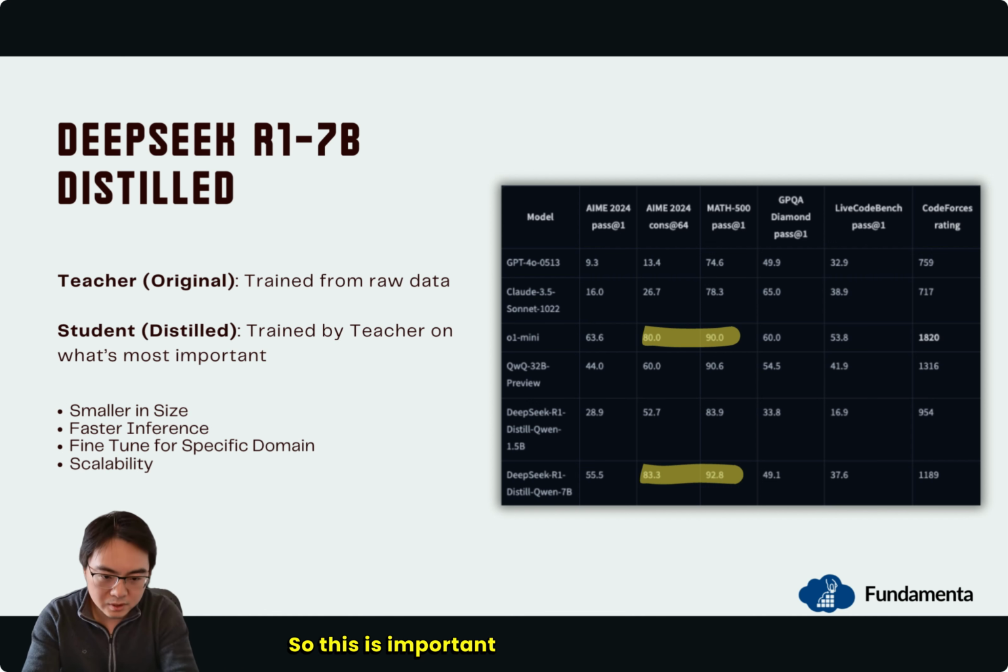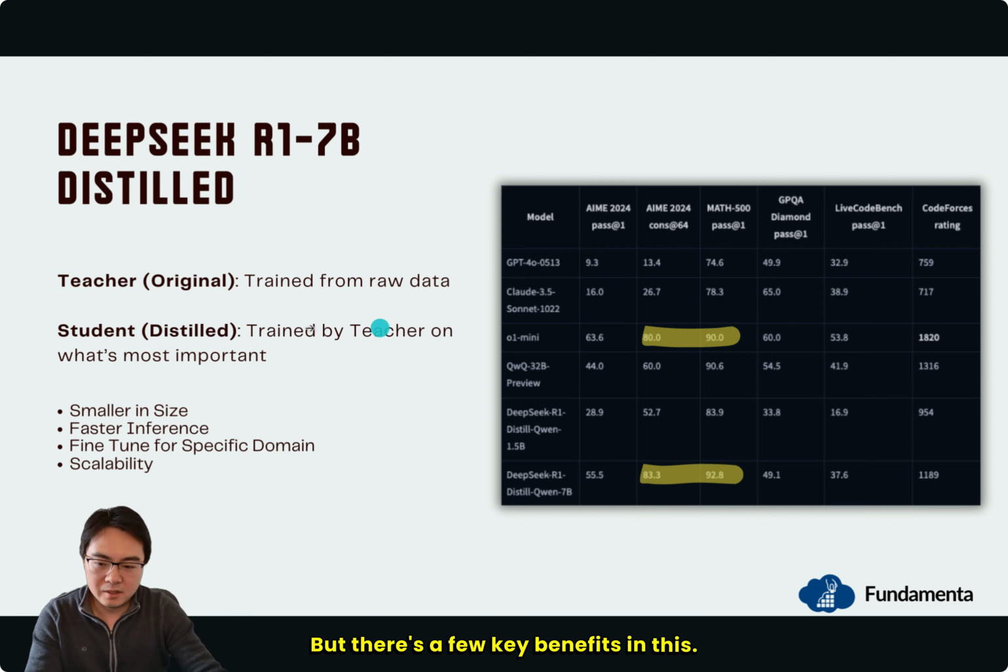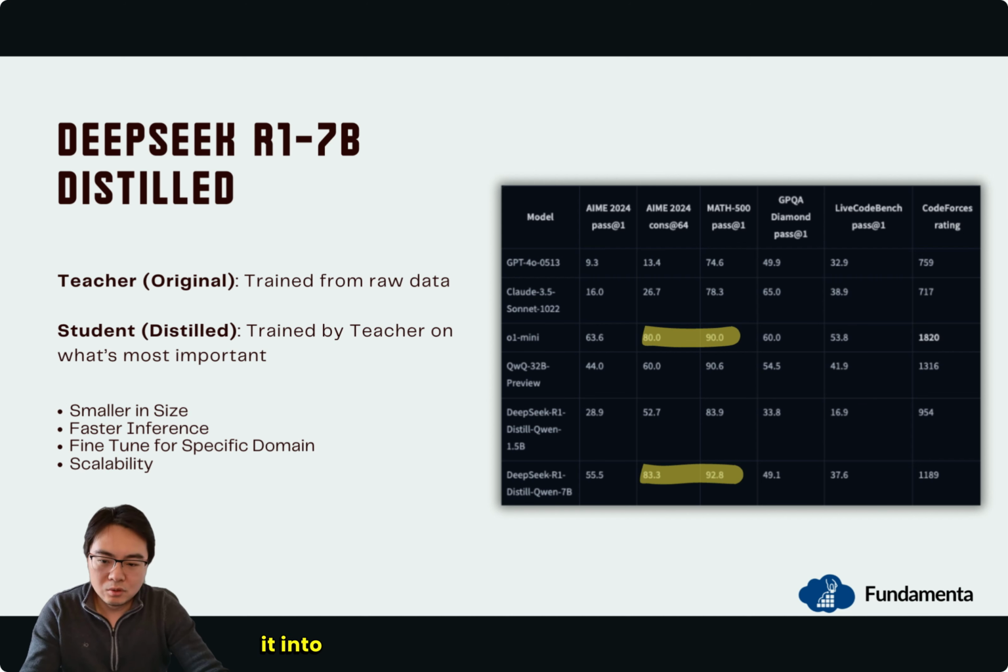So this is an important detail to understand because it's not good at everything, but it's good at certain things. There are a few key benefits in this. One is that it's smaller in size. That is important because R1 7B is only about 5 gigabytes. If the model is too big, you can't really fit it into smaller GPUs, such as the NVIDIA L4 that I'm using in this case in Cloud Run.